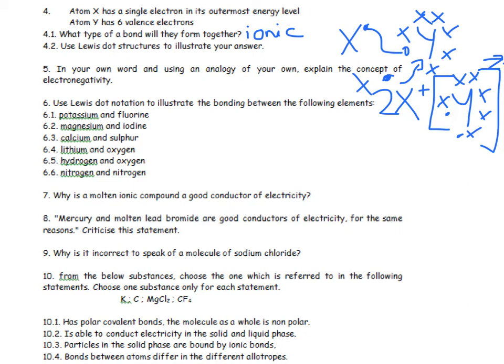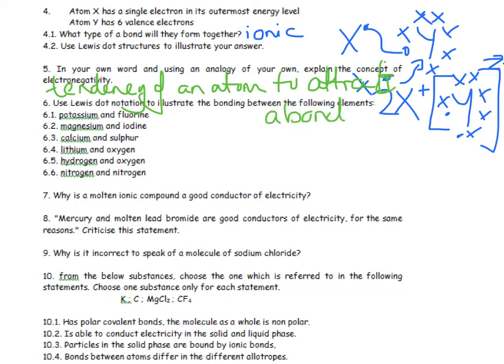In your own words, using an analogy of your own, explain the concept of electronegativity. You might have used the tug of war idea, but you somehow need to get the tendency of an atom to attract a shared electron pair in a bond, or a bonding electron pair.